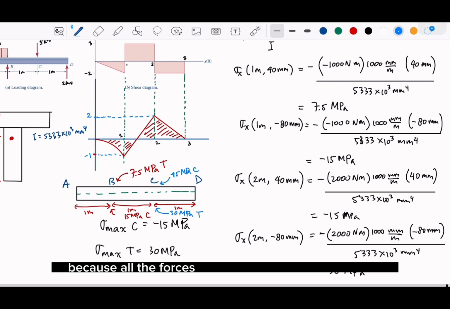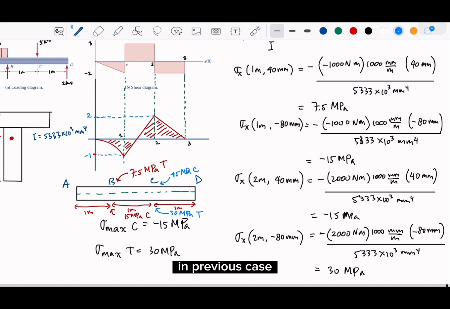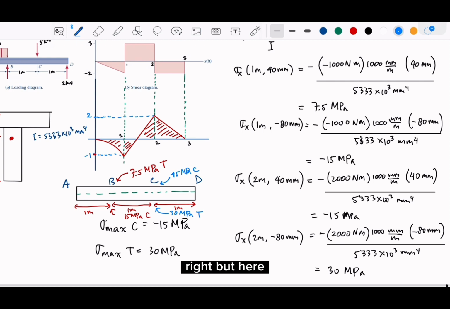Because all the forces are different within each beam, right? It's a different case from what we had before. In the previous case, in a regular way, we take just a beam, without any force, and we simply say that you have a tension on the bottom and a compression on the top, right? But here, since we have our moment that has different sign, each will be having perhaps different tension and compression, according to this diagram.